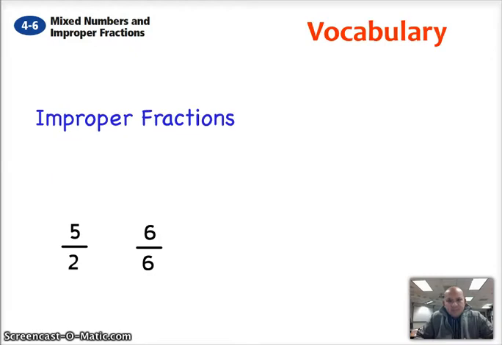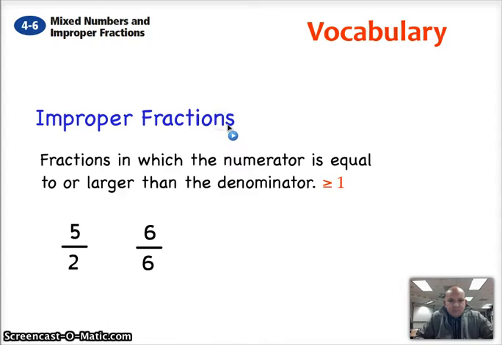Let's go over a couple of vocabulary terms. First, the term improper fractions. Improper fractions are fractions in which the numerator is equal to or larger than the denominator. In other words, when this happens, this fraction is greater than 1. The value of the improper fraction is greater than 1. Let me go ahead and demonstrate.